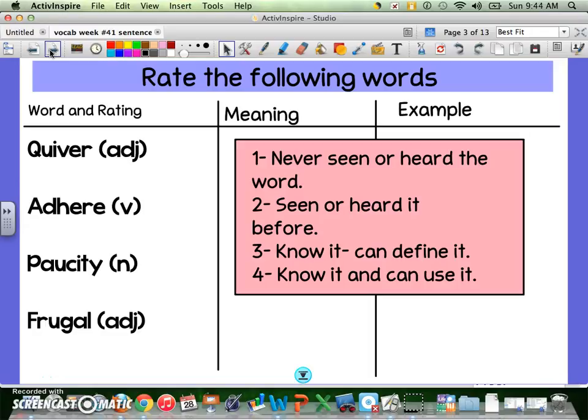A 3 is going to be if you know it and you can define the word. You could actually give the definition to someone. A 4 is if you are an expert on that word. You know the definition. You can use the word in a sentence. In fact, you could use it in multiple sentences. You could teach that word very easily to somebody else.